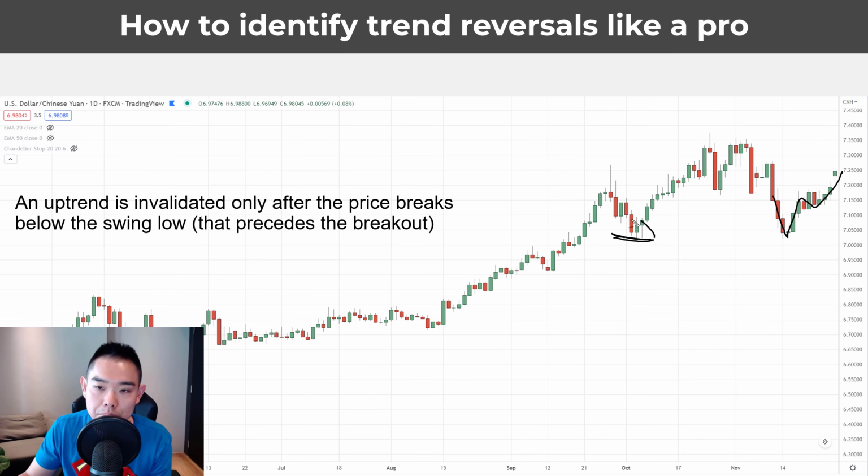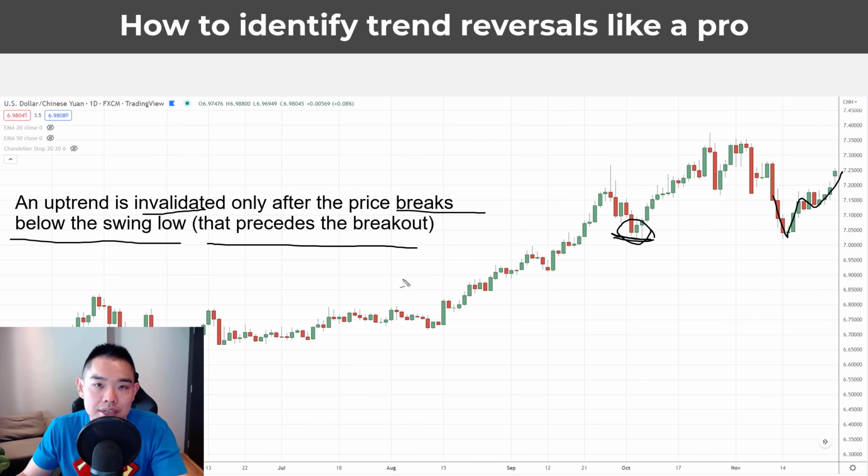Only if the market breaks and closes below it can we say that this uptrend is no longer intact, and the market could possibly go into a range or reverse down lower. So remember, an uptrend is invalidated only after the price breaks below the swing low that precedes the breakout.